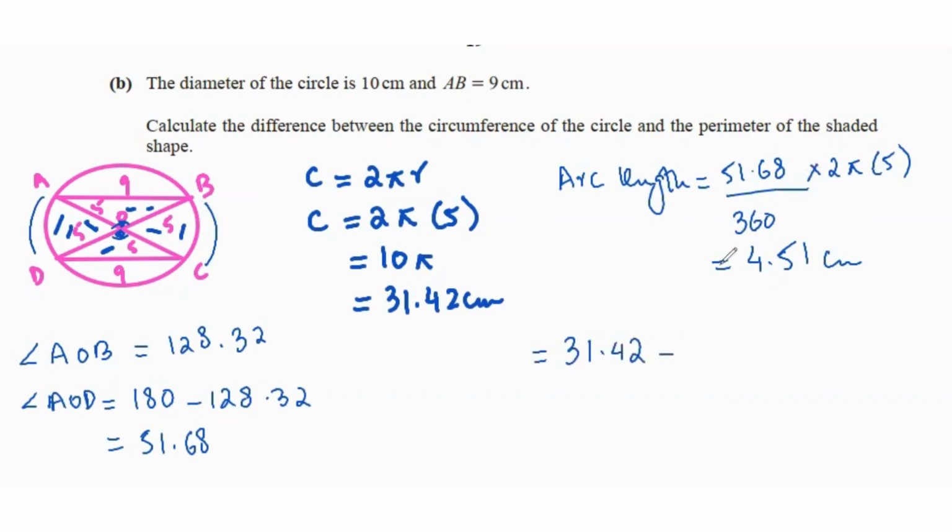So for the difference, that's going to be 31.42 minus the perimeter of the shaded shape. The perimeter of the shaded shape is going to be 2 times 4.51, which is these arcs AD and BC, plus AB and DC, 9 times 2. So when we do that, what we get is 4.4 centimeters. That is your answer.